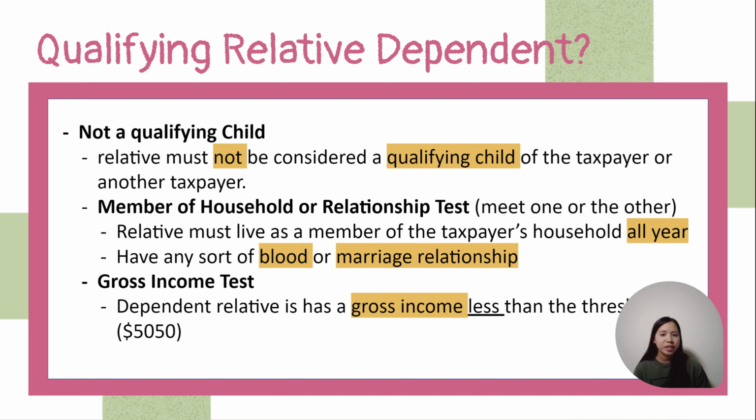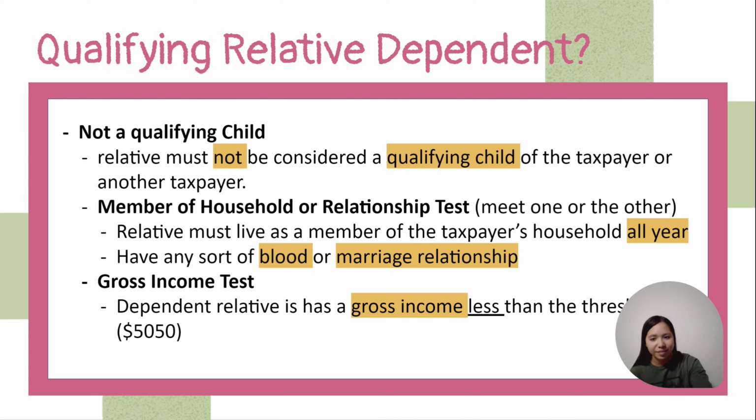The third test that you need to pass if you're a qualifying relative dependent is the gross income test, meaning that the dependent has a gross income less than the threshold. The number on the board is the number used for last year. It changes every year, so when next tax season comes around, it'll be a different number. You should look that up with your site coordinator, and it will often be in the tax preparation software that you're using to prepare tax returns.